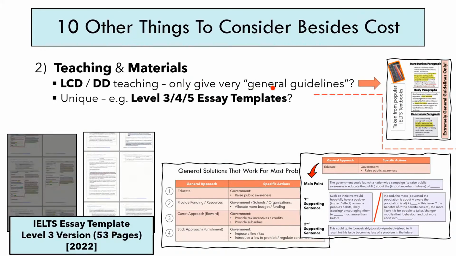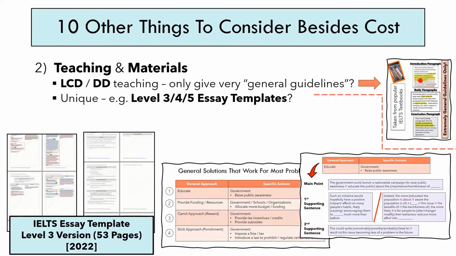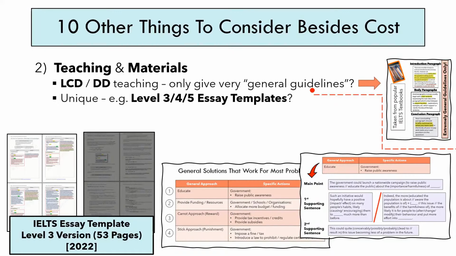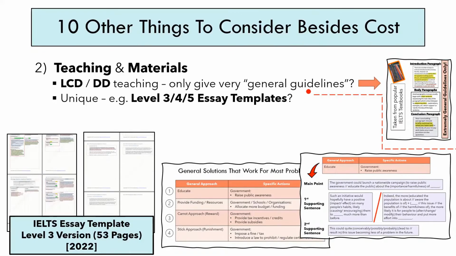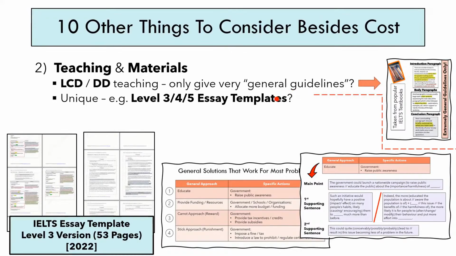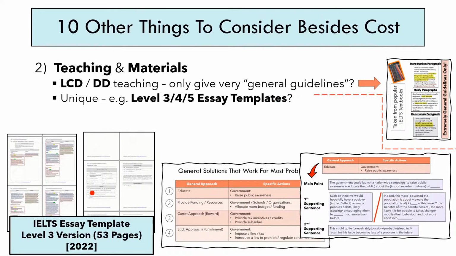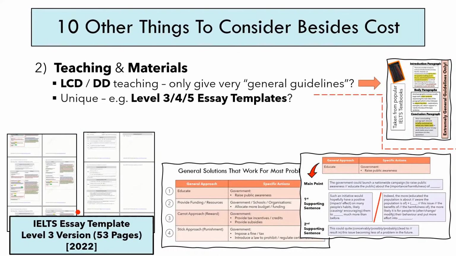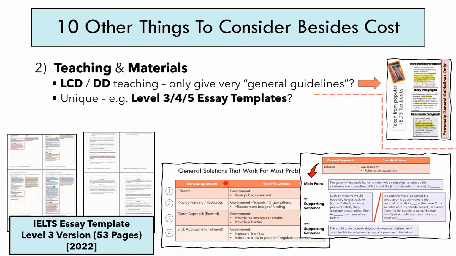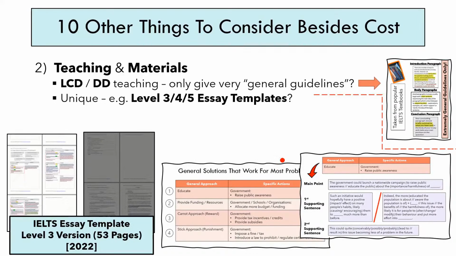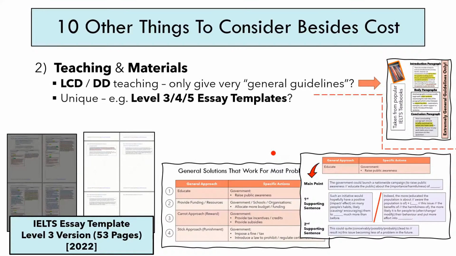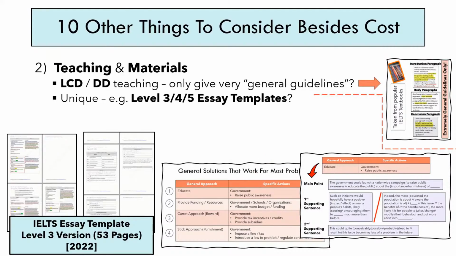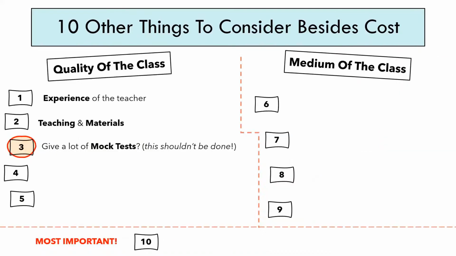And do they use very general guidelines like you see in these textbooks, as I showed you before? Or do they really give helpful, unique materials with specific details that will really help you to improve your IELTS? For me, this IELTS Essay Template Level 3, as I showed you already, is 53 plus pages of templates. This is Level 4 and also Level 5. I'm working on Level 4 and Level 5, which is a sentence template and a supporting sentence template. So these are unique materials that are actually created by myself, so you're not going to find them elsewhere.